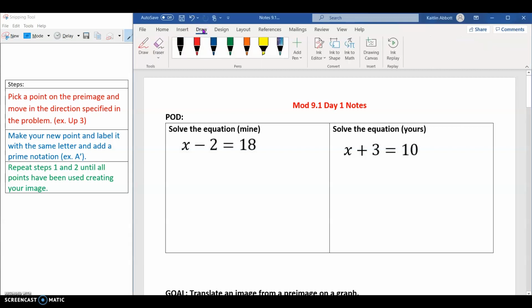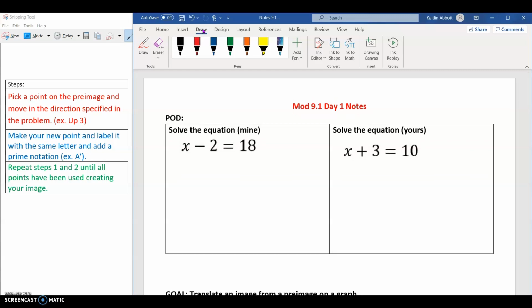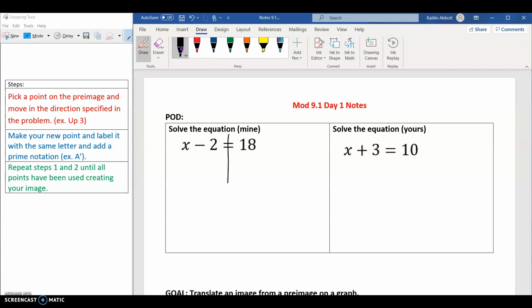And I'm going to show you how to do this one. So I'm going to put a line, if it'll let me, line down the middle. There we go. Now I've got to get x all by itself. So I am going to find where x is. It's on this left side here. And I need to get that by itself.